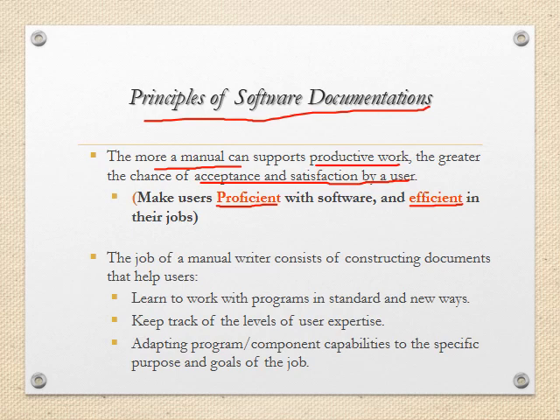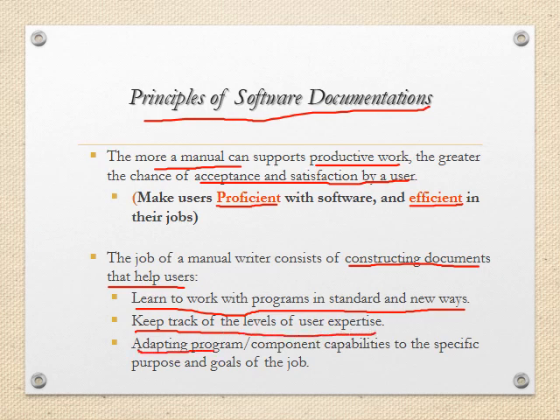Any manual writer's job consists of constructing documents that help the user do what? First, learn to work with the programs in standard and new ways. Second, keep track of the level of user expertise. And third, adapt the program's component capabilities to the specific purpose and goals of the user's job.